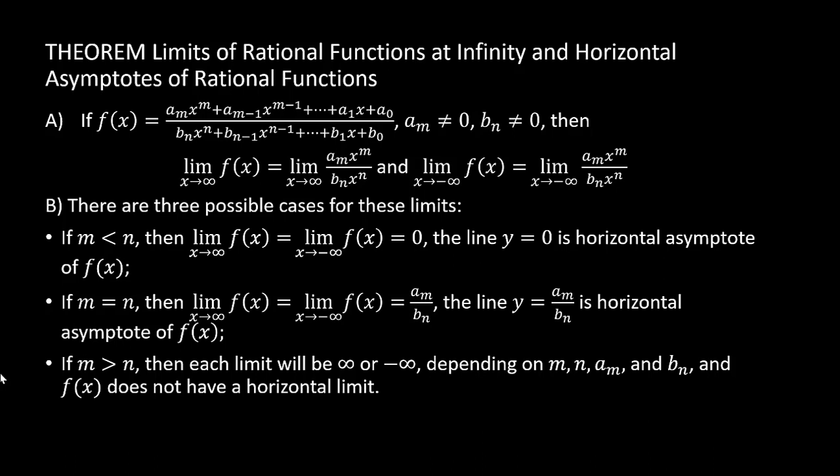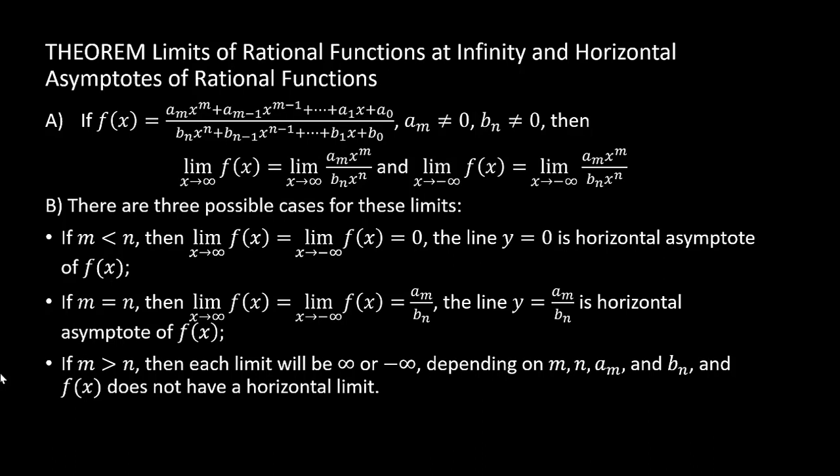1, if m is less than n, that is, the degree of the numerator is less than the degree of the denominator, then as the limit approaches both positive and negative infinity, it all approaches 0. Then we get y equals 0, and the x-axis is the horizontal asymptote.